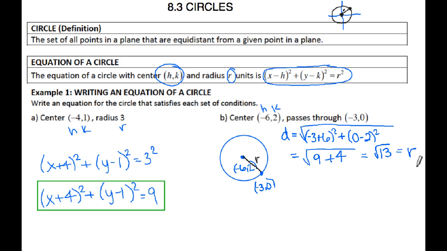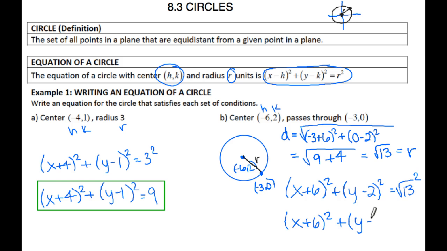So I have my h, k and I have my r. I can go ahead and write my equation. So I have x minus h, quantity squared, plus y minus k, quantity squared, equals r squared. So I'm just going to square my square root anyway, so that gives me x plus 6, quantity squared, plus y minus 2, quantity squared, equals 13. And that is my equation in standard form for my circle. So once again, the important pieces that you need for your circle are your center and your radius. So let's try the next one.